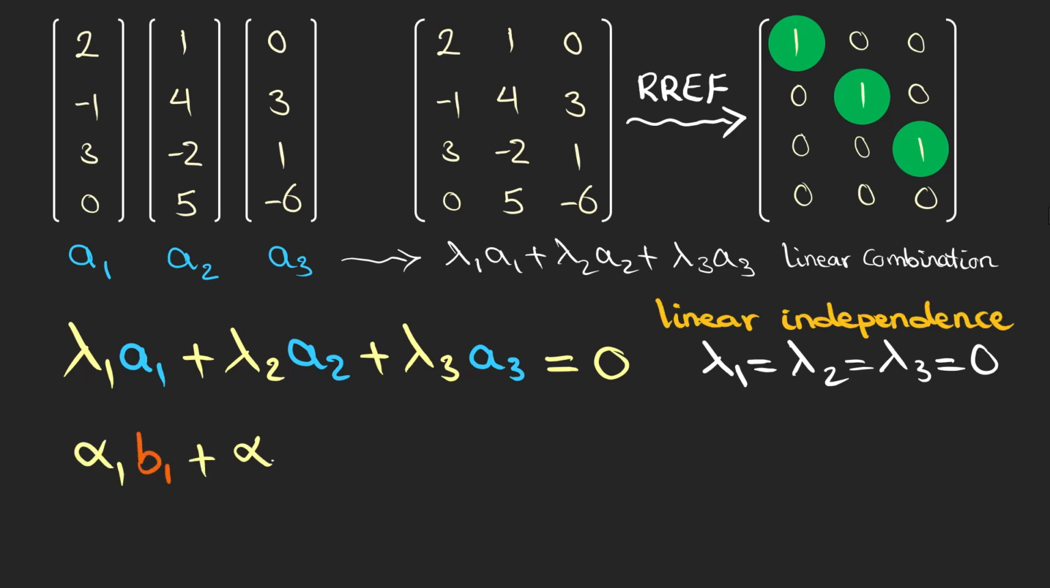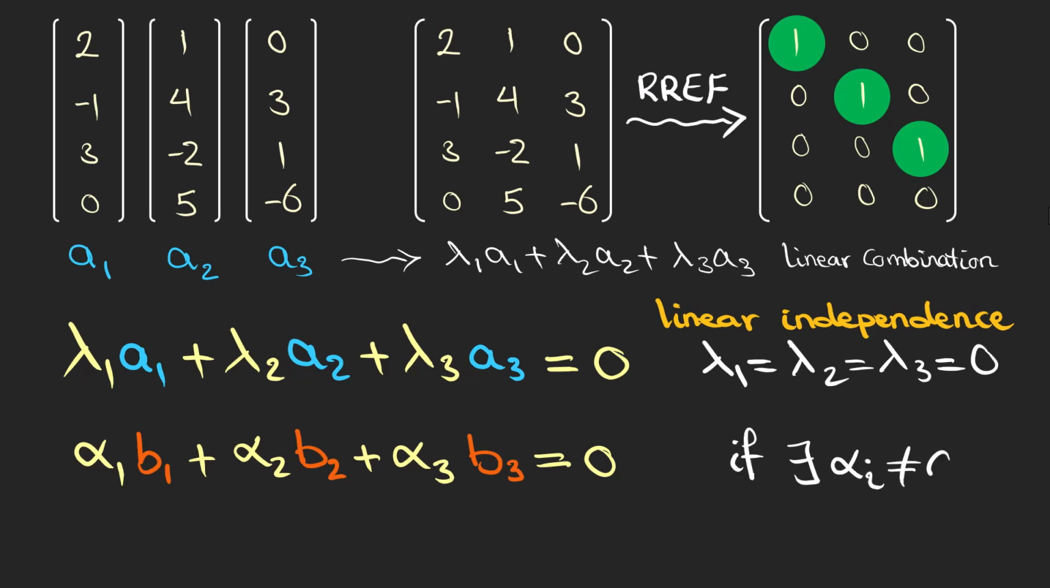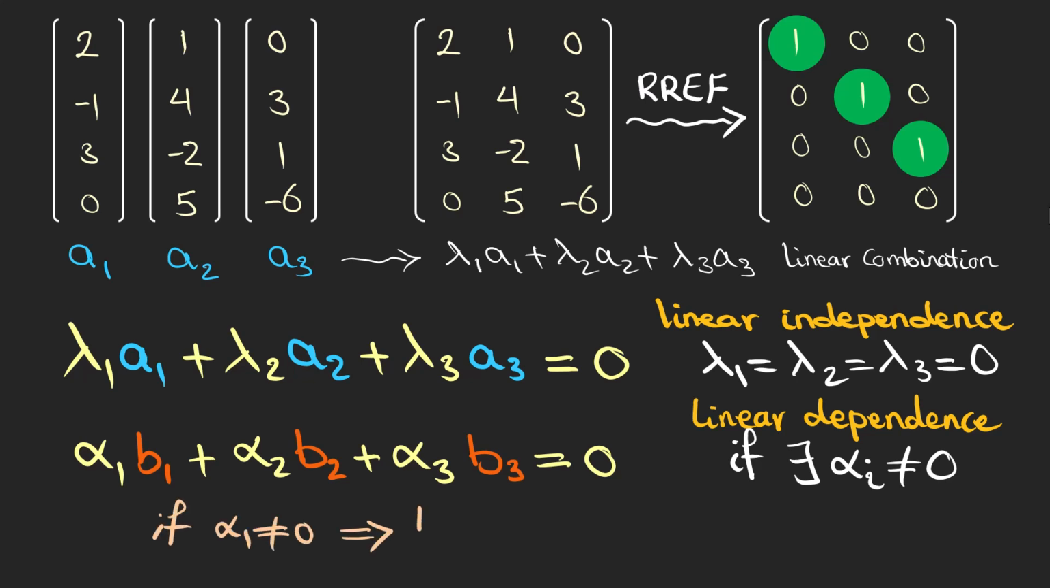If the sum of another linear combination of vectors denoted by b and real coefficients alpha is 0, but this time there is at least one non-zero coefficient, then there is a linear dependence between the set of vectors. For example, if alpha1 is non-zero, then we can write b1 as a linear combination of the two other vectors, which shows its dependence on these two vectors.